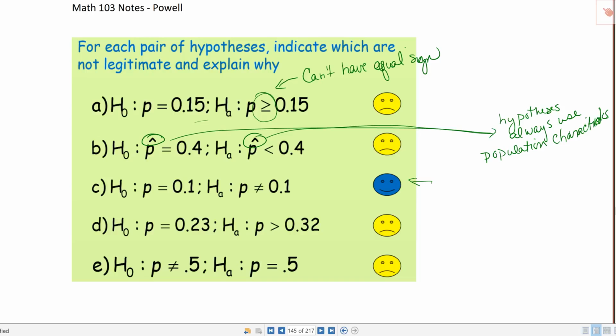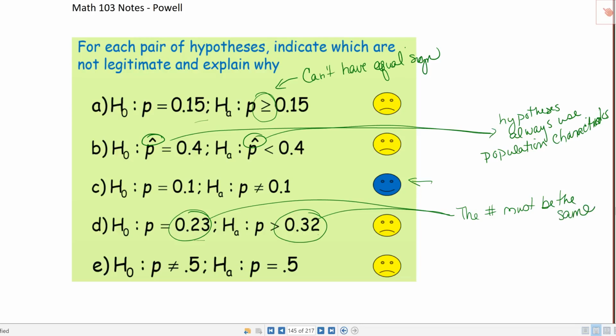For D, we have the null hypothesis is P is equal to 0.23, and that looks perfectly fine. And then I look at the alternative hypothesis and it says P is greater than 0.32. By itself, each of those looks fine, except that when you put them together, the hypotheses have to be around the same number. The number, or the value, must be the same.